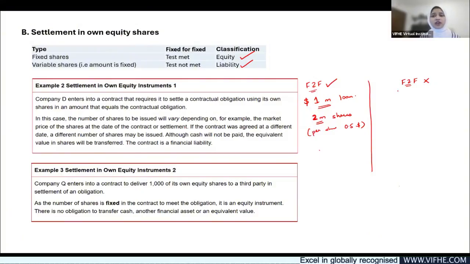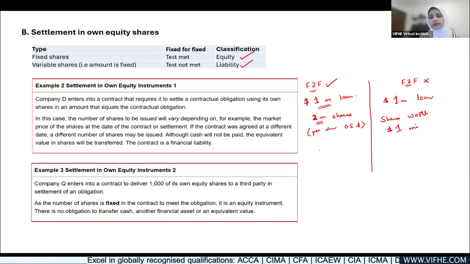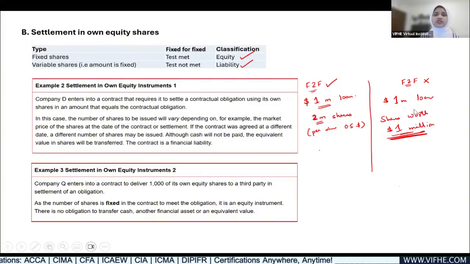But if the F2F test is not met, which means that for a $1 million loan, I am saying I will issue shares worth $1 million. This is fixed. The amount is fixed, but the shares are not fixed. Shares could be 2 million, 3 million, 4 million shares to match up this 1 million liability. So if the fixed for fixed test is not met, which means you're guaranteeing the 1 million borrowed, then it's a liability. Is that understood to all those who asked me to repeat?